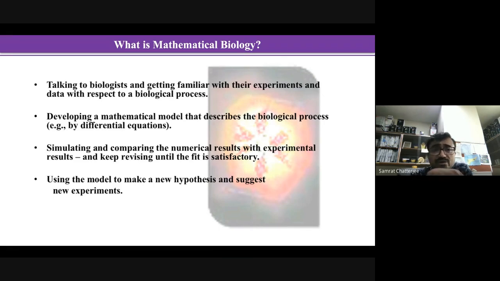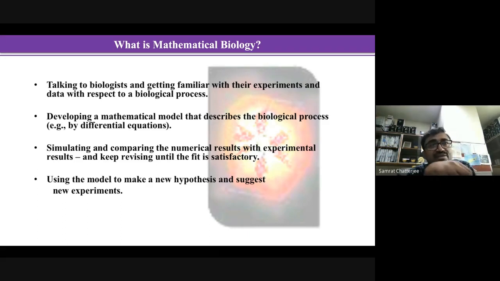So, mathematical biology. If you want to do that, the first thing you need to do is talk to a biologist. You need to understand their problem. Once you understand their problem, you sit and make a mathematical model. That mathematical model is nothing but a mathematical language of the same thing the biologist had told you.